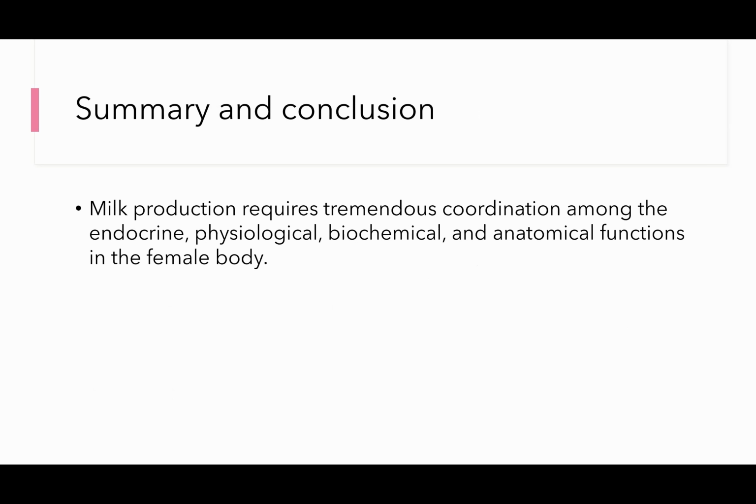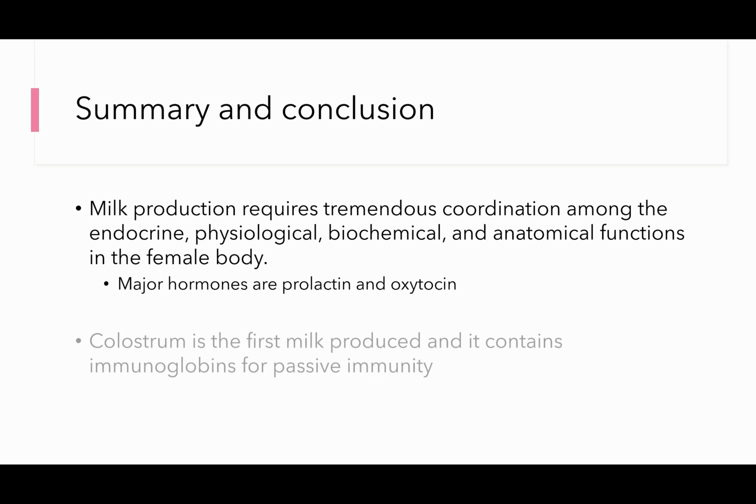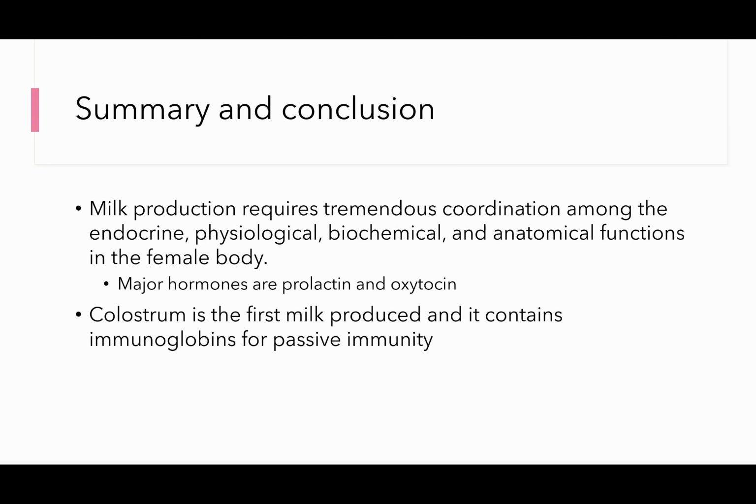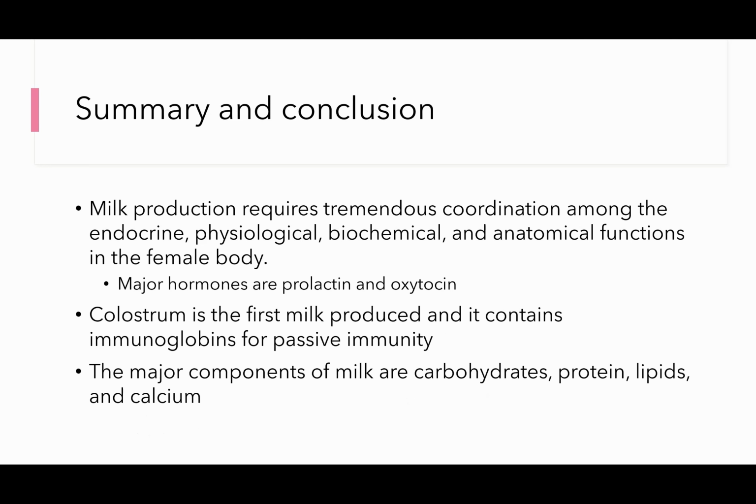So in summary, milk production is a complicated process that requires coordination among various processes within the body. The major hormones are prolactin and oxytocin. Remember, prolactin is associated with initiation and maintenance, whereas oxytocin is associated with milk letdown. Colostrum is the first milk, and it contains immunoglobulins for passive immunity. And milk's major components include carbohydrates, proteins, lipids, and calcium.